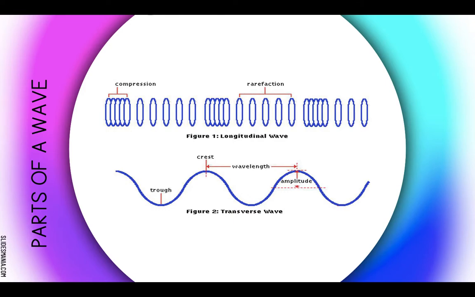All right, now we're going to look at the parts of the wave. We often refer to it as wave properties, or you can say the main characteristics of waves. So we do have four main characteristics of waves.